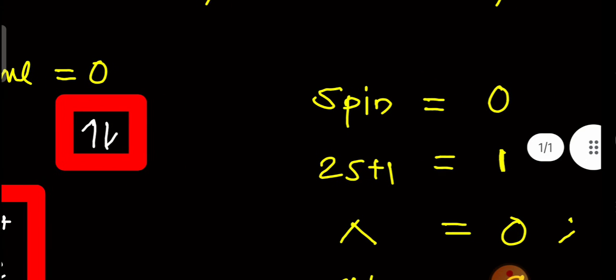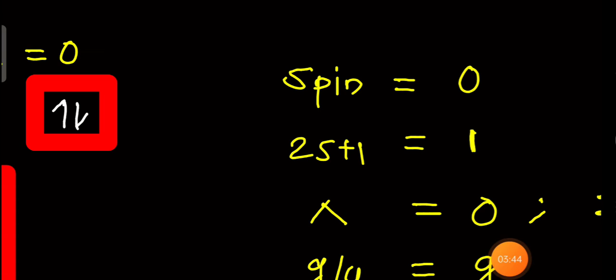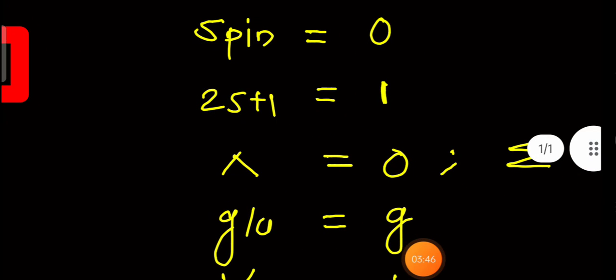First step is to find out the spin. Here the spin of the system is 0 because no unpaired electrons are there. Then the 2S plus 1 value, that is the spin multiplicity, is 2 into 0 plus 1, that is 1. Then you can find out Lambda. The Lambda value for a sigma orbital is 0, that's why your term is sigma.